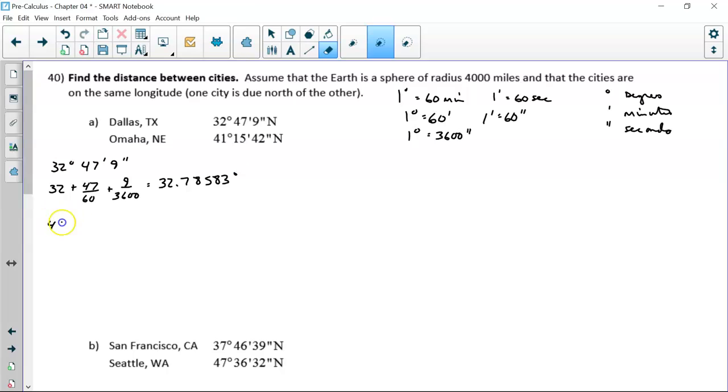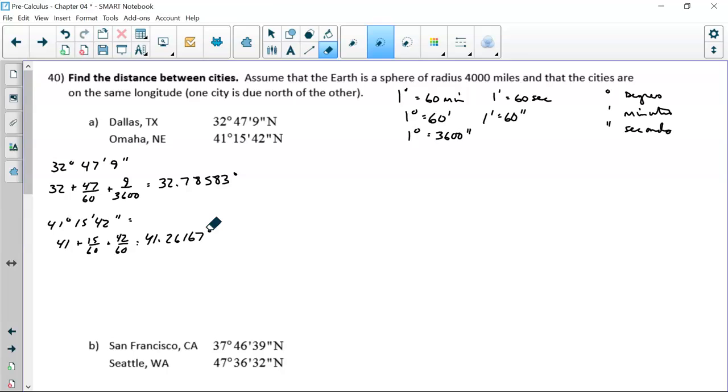For 41 degrees, 15 minutes, and 42 seconds, that's 41 plus 15 over 60 plus 42 over 3,600, and that's going to give us about 41.26167 degrees.